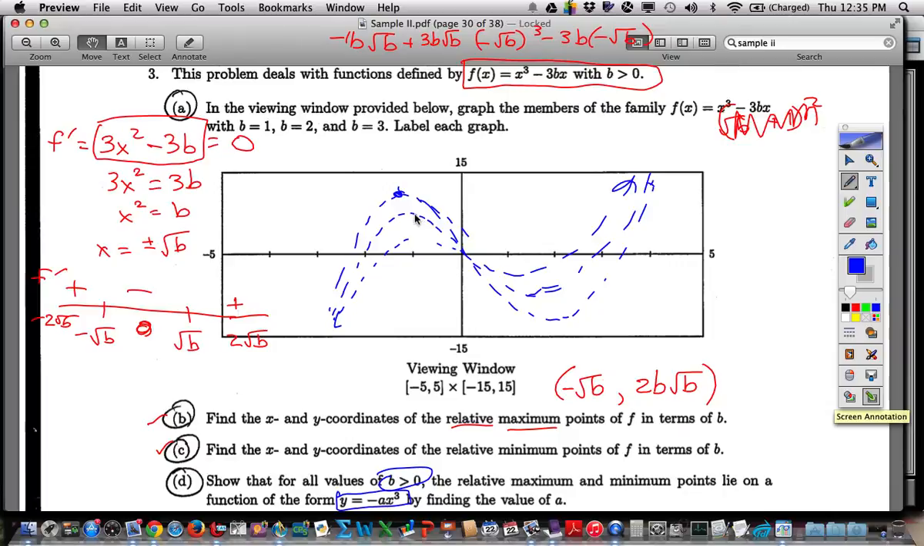Okay, now what we found were these max values and these min values, like so, right? That's what we were just finding. So what they're saying is, show that these max and min points lie on a function of negative ax cubed. If you look at this, it's kind of easy to see that these max and min points do seem to follow it, if you can do a decent graph. That's what they're saying: if I graph the whole family of functions here, these max and min points lie on a cubic function of their own.